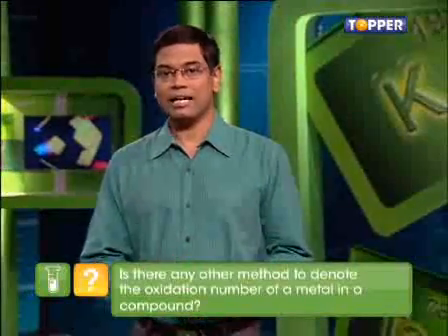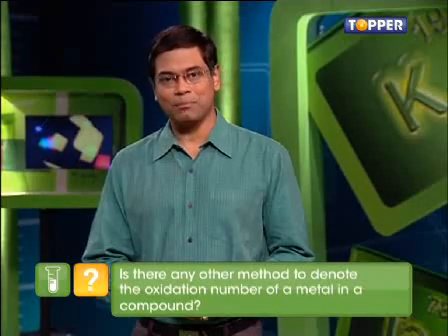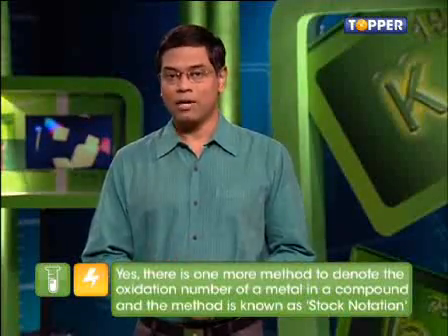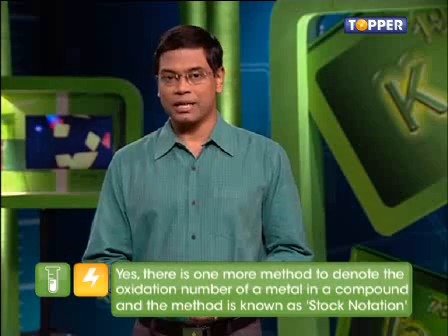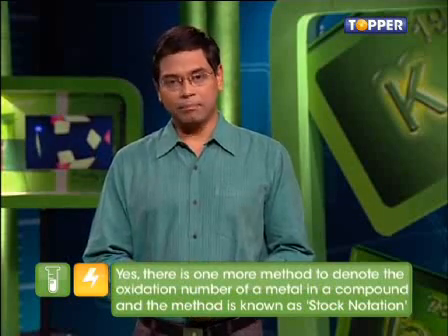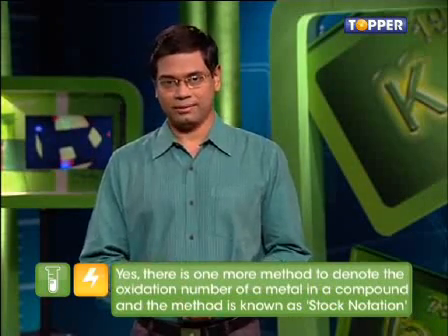After studying all these rules about oxidation number, let me test if you have got all this. My question for you is, is there any other method to denote the oxidation number of a metal in a compound? Well, do you know the answer? Not a problem. I will tell you. Yes, you have one more method to denote the oxidation number of a metal in a compound, and the method is known as stock notation. In this notation, the oxidation number is represented in Roman numerals and is written in brackets after the symbol of the metal in the molecular formula.